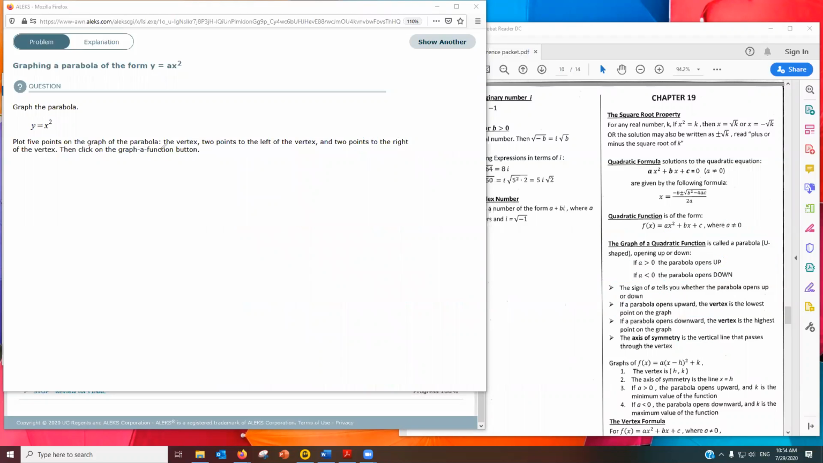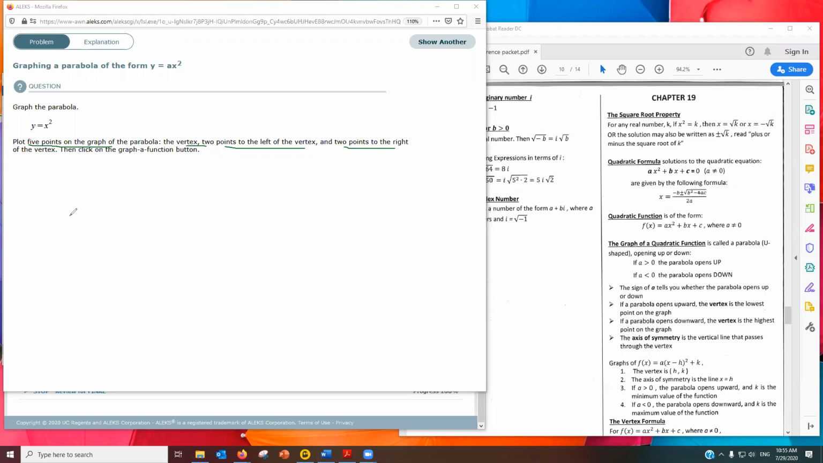Well, on these examples, they're going to give you specific instructions about graphing. They want you to plot 5 points on the graph. They want the vertex, then 2 points to the left and 2 points to the right of the vertex. Then you're going to use the graphing button in ALEX, and ALEX will draw the curve for you through the 5 points you plotted.